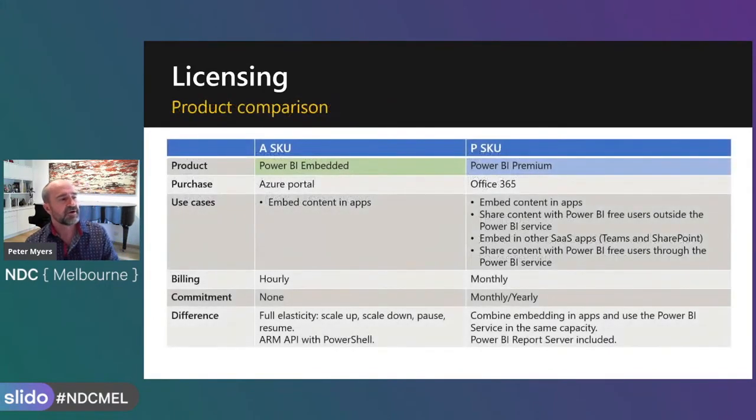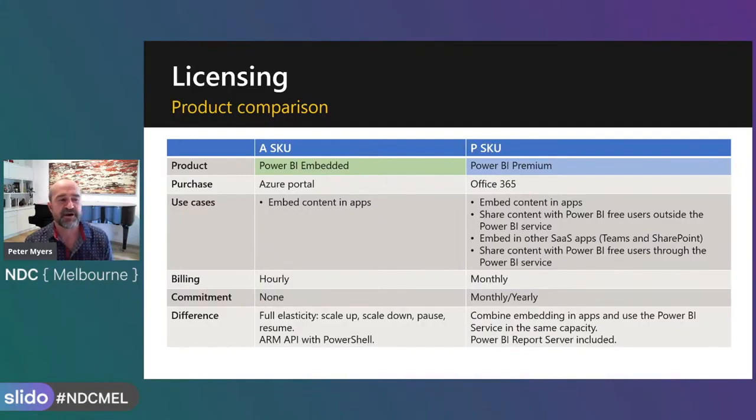All right, so a quick comparison between A SKU and P SKU. The A SKU is actually an Azure resource. It is named Power BI Embedded, and you will purchase it in the Azure portal. It's billed hourly. There's no commitment to use it for any period of time, and it provides full elasticity. So you can scale up or down according to demand. You can even pause it and therefore turn the cost off. And this can all be automated as well through the ARM API.